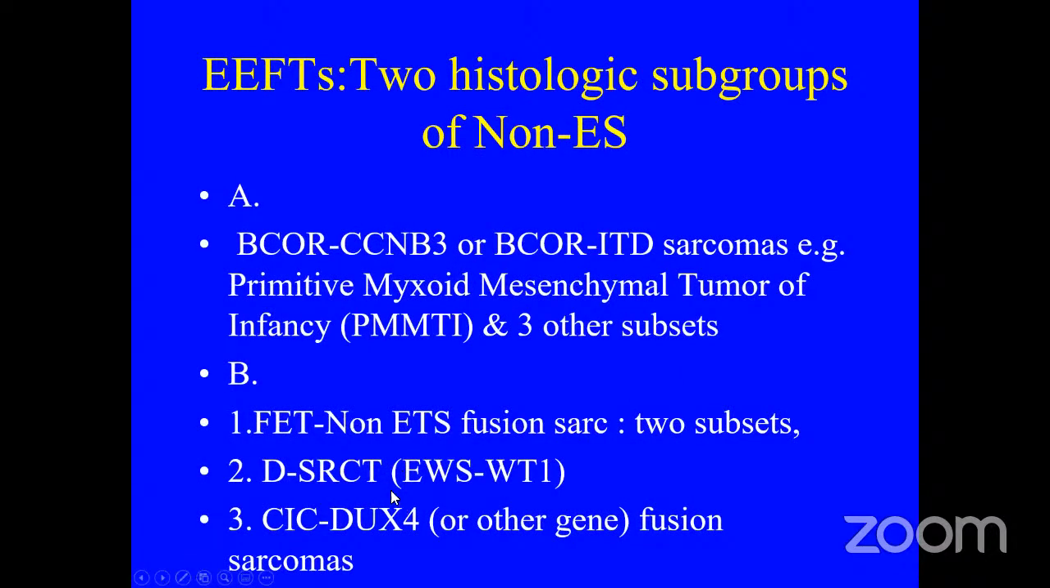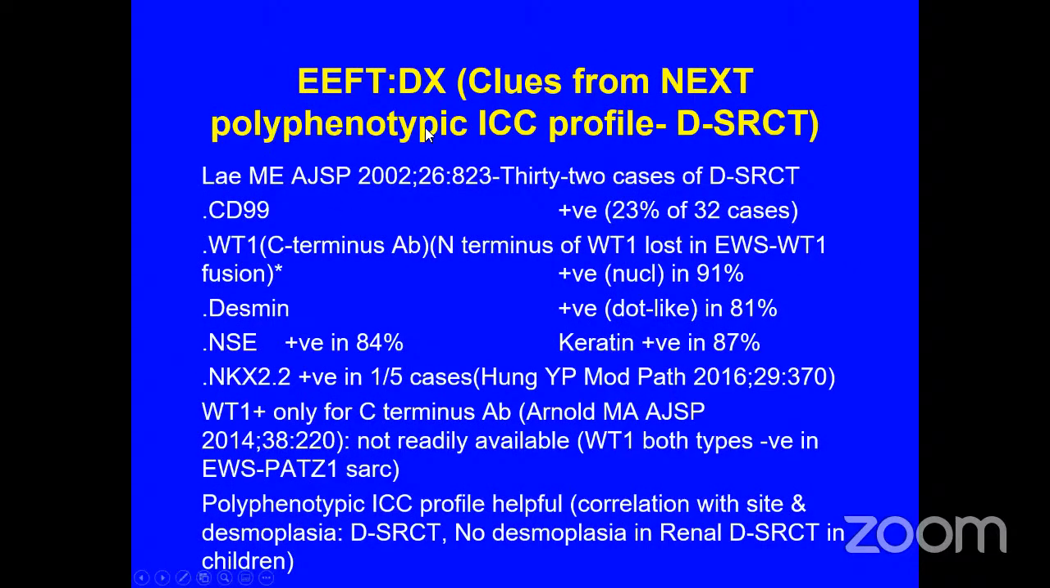Now, let's move on to desmoplastic small round cell sarcoma, which also shows polyphenotypic Icc profile. And then when we talk about this polyphenotypic profile, we'll come to the differential diagnosis between these two tumors showing polyphenotypic Icc profile. So in desmoplastic small round cell sarcoma, you are likely to see CD99 positivity, Wt1 positivity, but I must emphasize that the Wt1 positivity is seen only with C-terminus antibody.